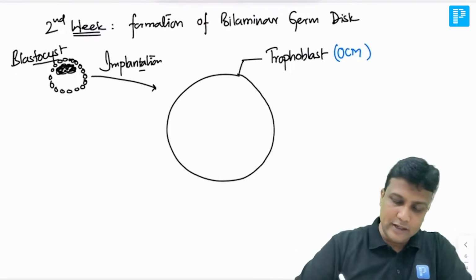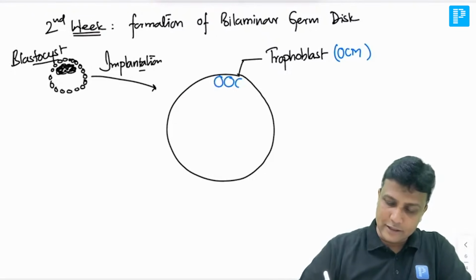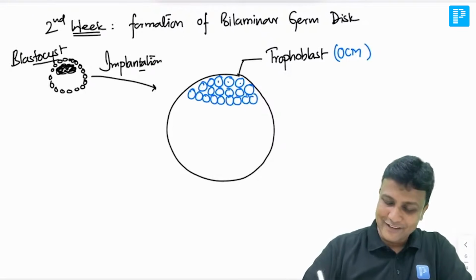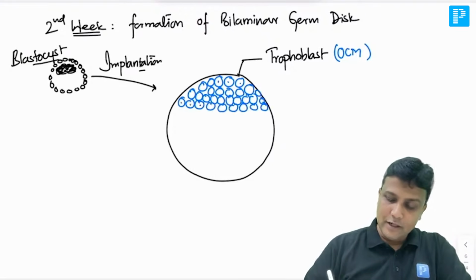Then what about the inner cell mass? Now the inner cell mass, for example, I'm drawing in blue color here. See how much time it will take to draw all the cells, so suppose this one is your inner cell mass here. Fine, this blue colored one. Now, what is going to happen to this inner cell mass? Only one layer of this, which is towards the cavity.